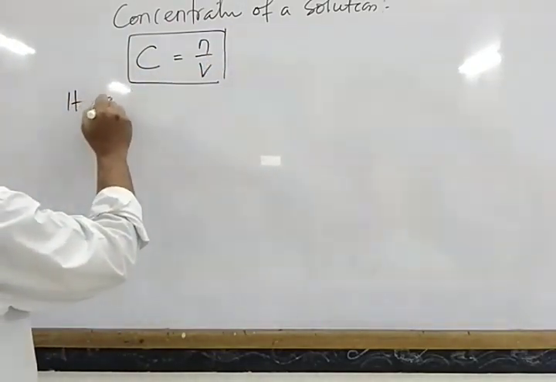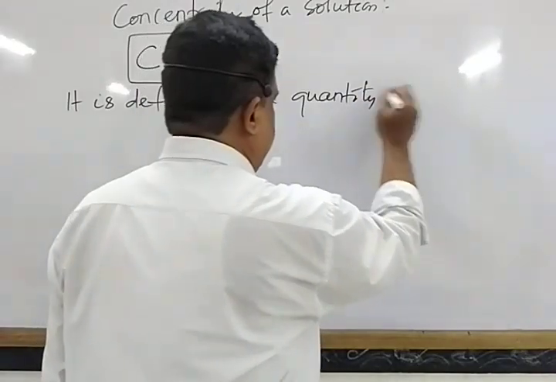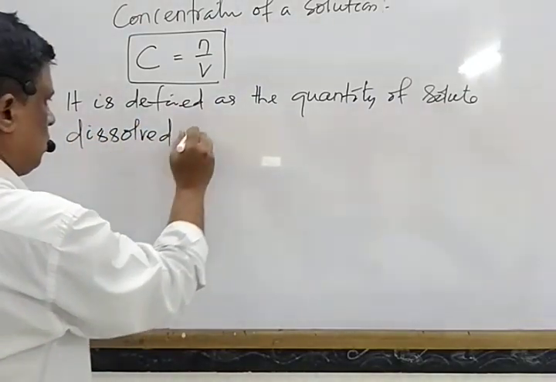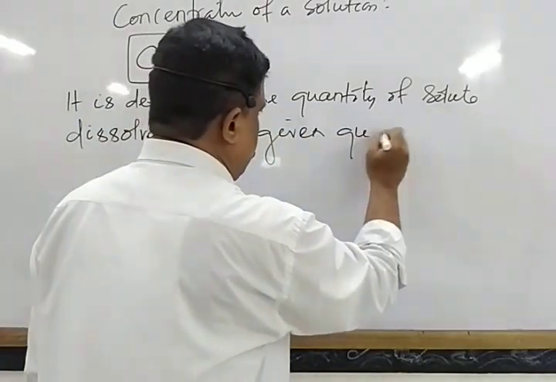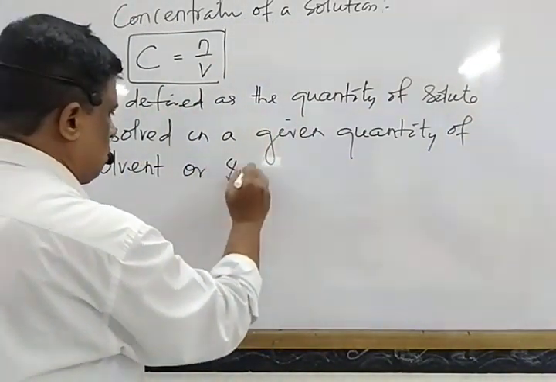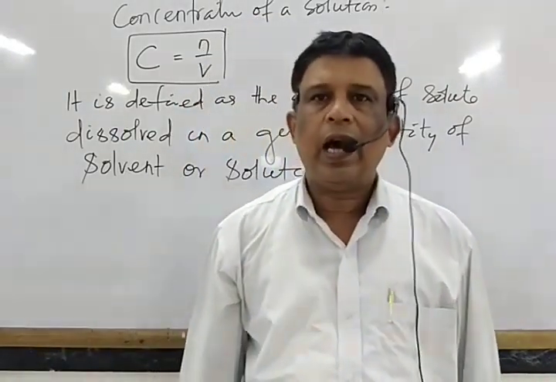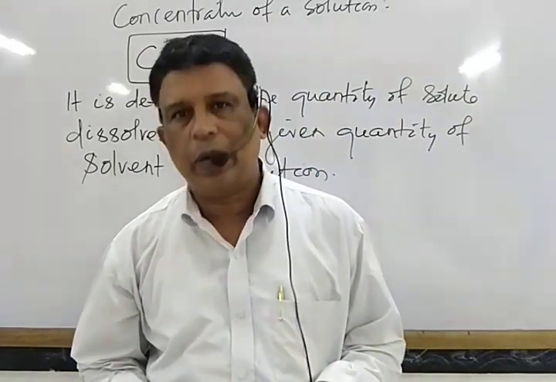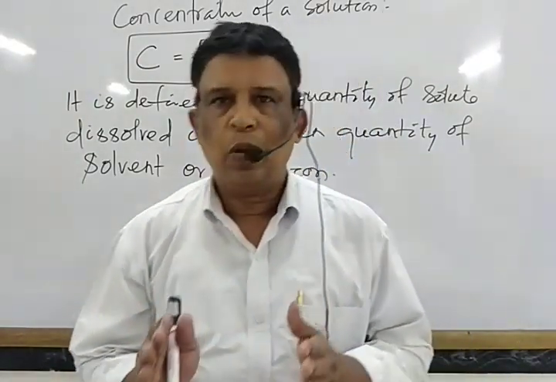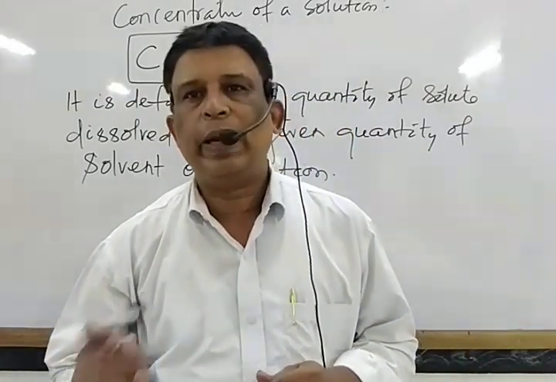That means it is defined as the quantity of solute dissolved in a given quantity of solvent or solution. So it is known as the concentration. Different ways are there to represent the concentration of a solution. That is percentage, strength, normality, molarity, molality, mole fraction, formality, and parts per million or ppm.